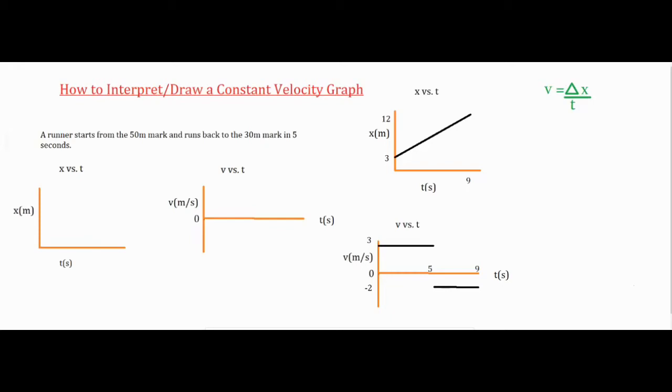In this video, we're going to be talking about how to interpret and draw a constant velocity graph. We'll start off over to the left, where a runner starts from the 50-meter mark and runs back to 30 meters in 5 seconds. So if you wanted to plot the position time graph, that one's fairly simple because they gave us some positions to work with. So you're going to directly plot that beginning point and ending point along with that 5-second interval, just like this.